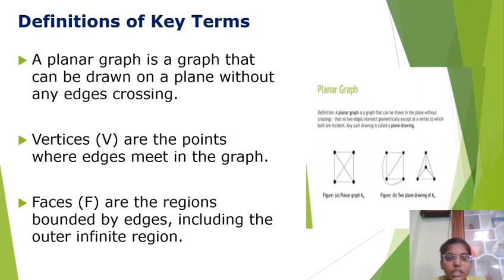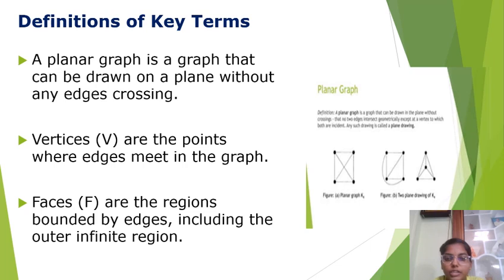Definition of key terms. A planar graph is a graph that can be drawn on the plane without any edges crossing. Vertices V are the points where edges meet in the graph. Faces F are the regions bounded by edges, including the outer infinite region.